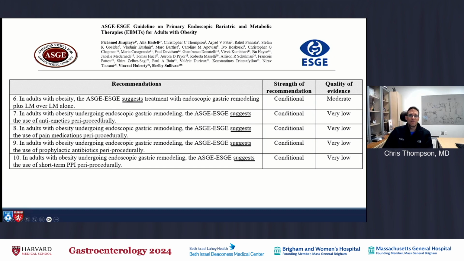they do suggest antiemetics peri-procedurally, pain medications as needed, and prophylactic antibiotics, which you definitely want in this case, unlike with the balloons, and then PPIs as well, short-term around the procedure.